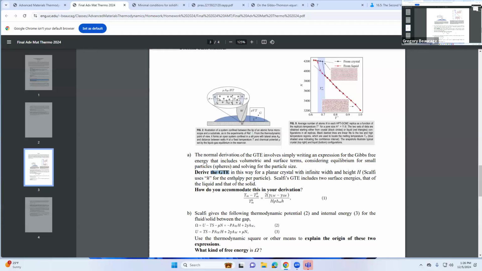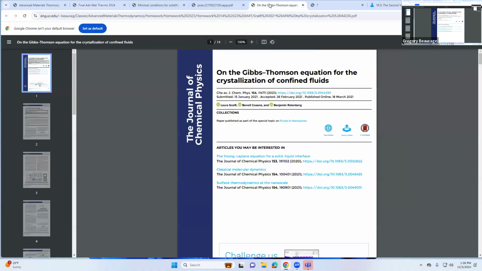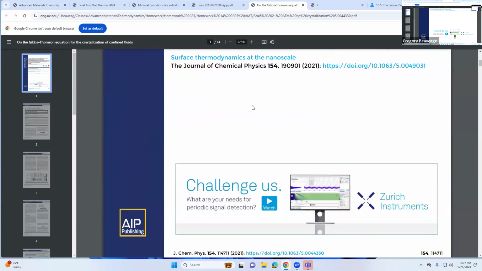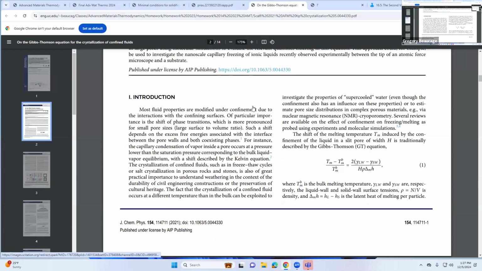So that's what it's asking to derive. That's what I'm asking you to do here. Do that. Let's see. So he's looking at this problem when you put, so there was a Nature paper, reference 5.